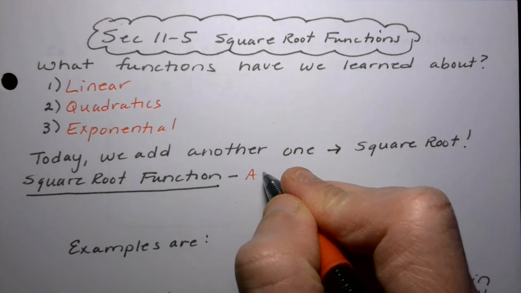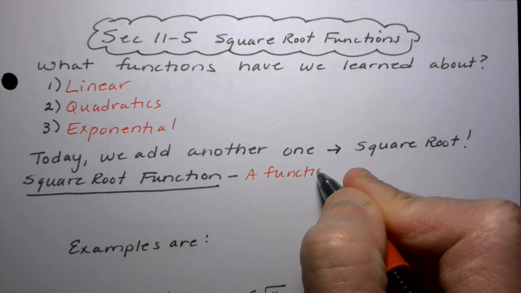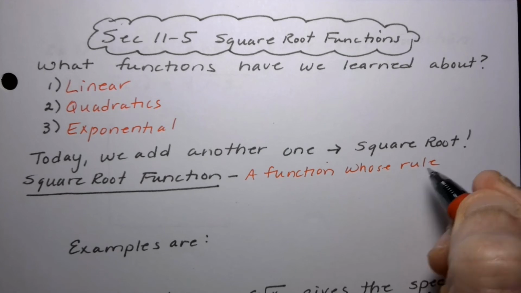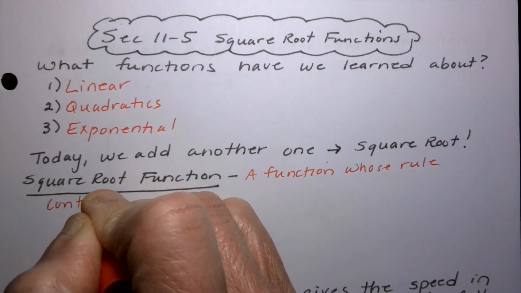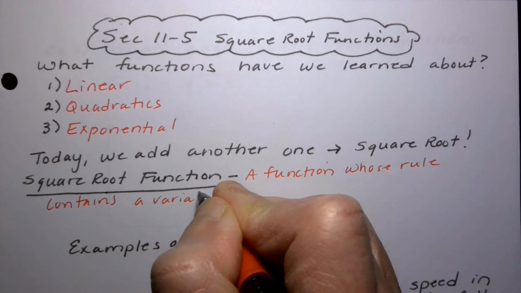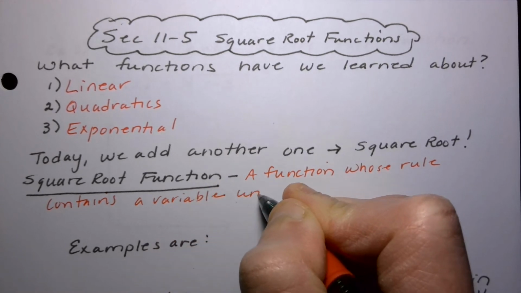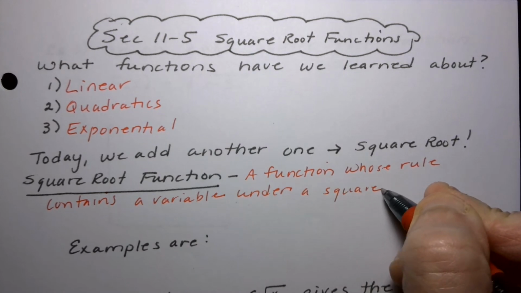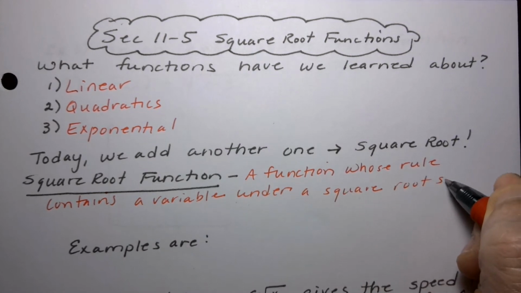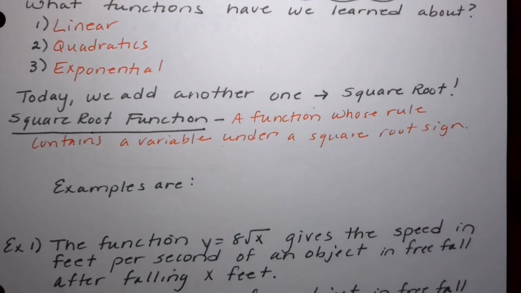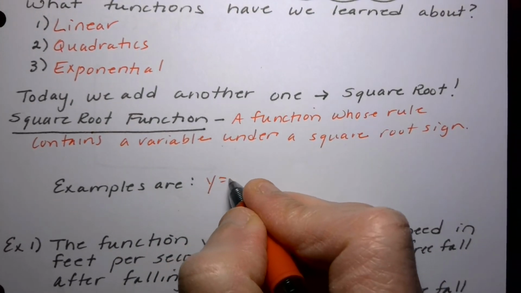And that is a function whose rule contains a variable under a square root sign. So some examples and things that it would look like are exactly this.